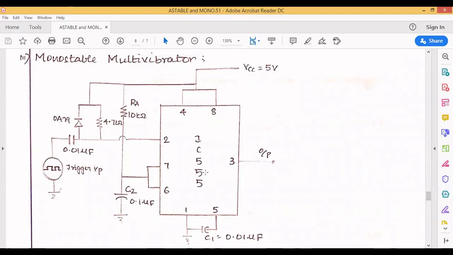As shown in the figure, it is connected with two resistances and the diode with the capacitor. And the difference between the previous astable multivibrator and the monostable multivibrator is that we are giving a triggering input in the case of the monostable multivibrator. And here, by just changing the frequency, we can adjust the output.